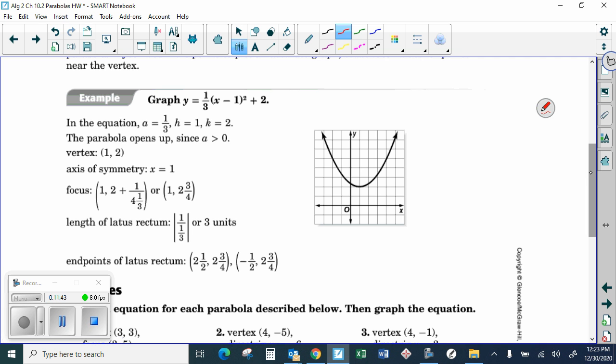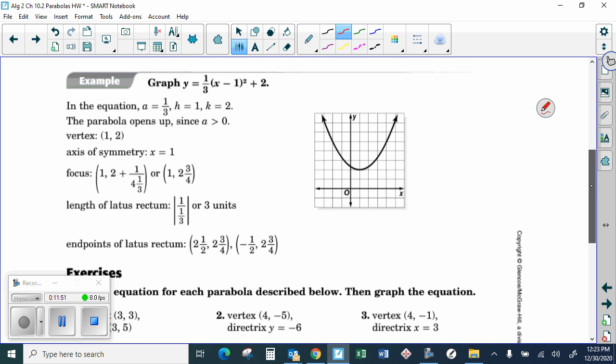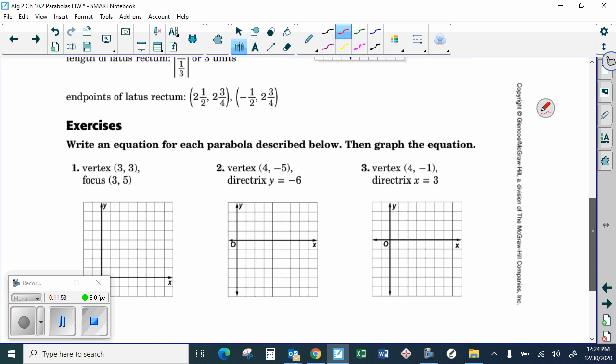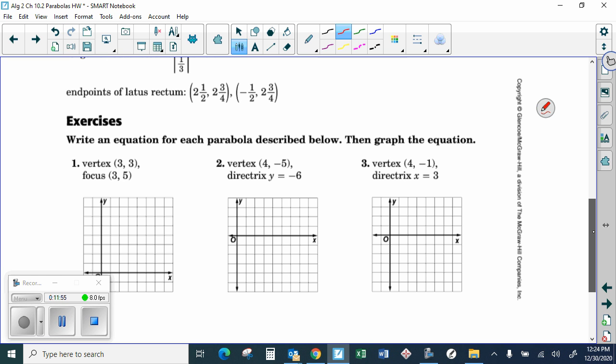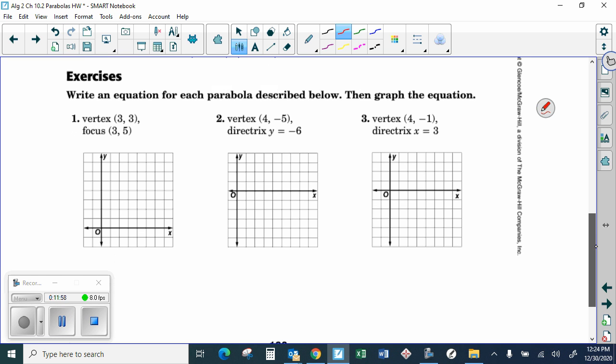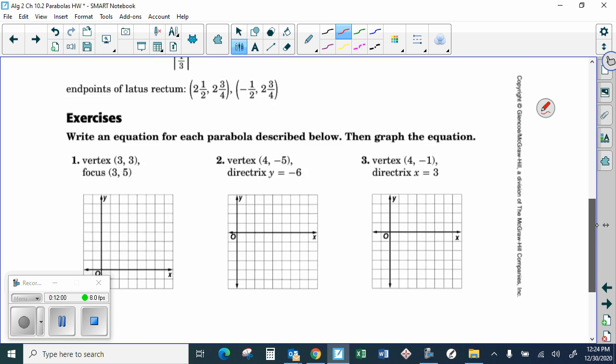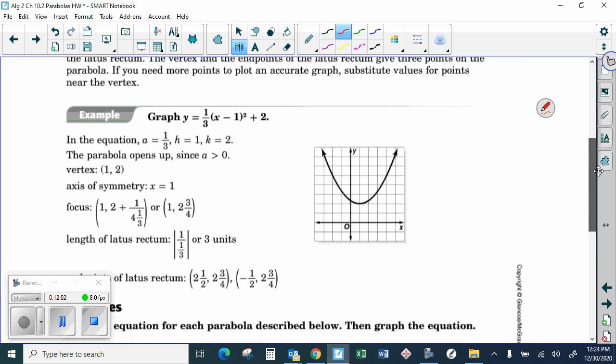I don't need all the focus and the directrix and the latus rectum to graph it, so they should ask for more than that. Let's see what they say in the directrix. Write an equation for each parabola described. Oh, okay. So you're going to have to be able to use that to go backwards to write the equation. So I don't know why they didn't give me an example like that. They just have the graph of this right here. Okay, so let's just practice graphing it using the information.